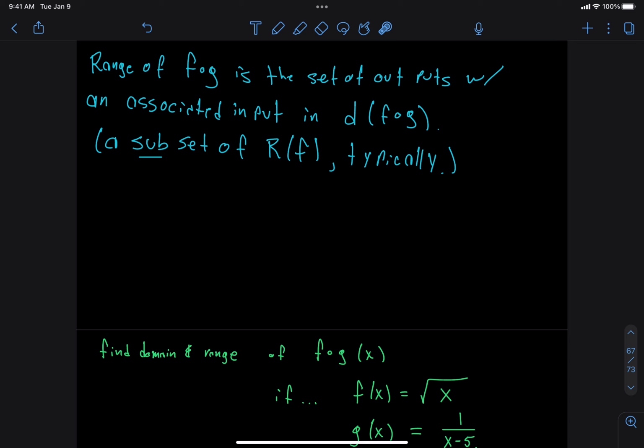Okay, any questions on the definition before we see an example? Okay, I still see some people writing, so I'll keep this on the screen for a second.